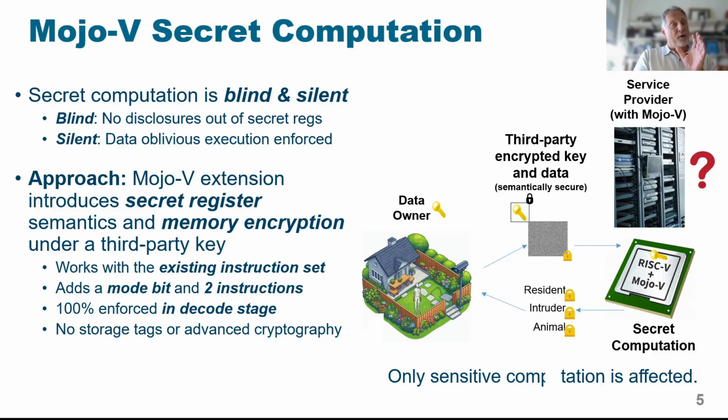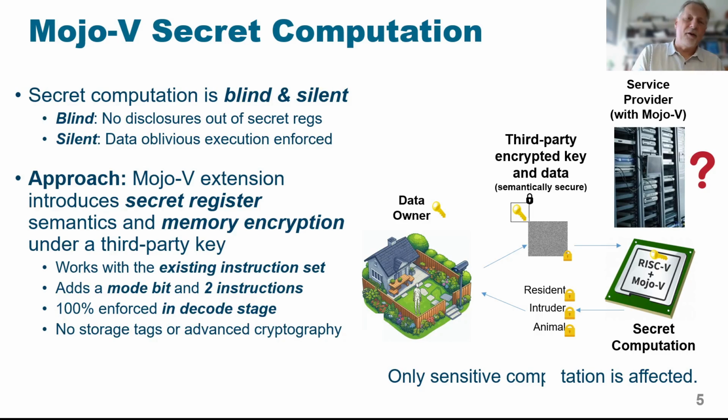We designed this to be enforced 100% in the decode stage of the pipeline, so that you don't have to worry about all the details of secret computation and the register renaming and the out of order issue execution, et cetera. There's really minimal impact to the rest of the microarchitecture. All this enforcement occurs in the decode stage.